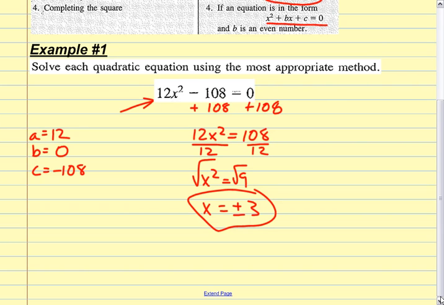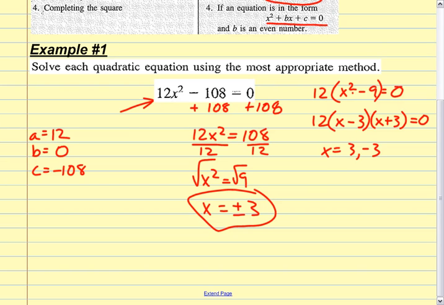Okay. I could have factored. I could have taken out a 12. 12 times x squared minus 9 is equal to 0. That's the difference of 2 squares. 12 times x minus 3 times x plus 3 is equal to 0. What can x equal? 3 or negative 3. Same thing again. We can factor. We can use the quadratic. We can just get the x squared by itself. Whichever way is easiest for you. Okay? All right, good job. Let's look at the next one.